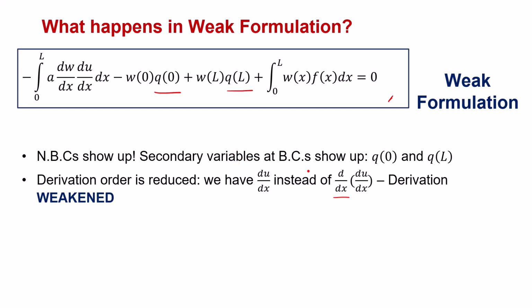Second, the order of derivative is reduced. In the strong form, we had the second derivative of u, or d over dx of du over dx, but in the weak form, only the first derivative, du over dx, remains. That is why it's called weak. The differentiation has been weakened. This step is what allows us to use simpler shape functions and obtain smoother solutions in the finite element method. And as I mentioned before, if you would like a more detailed explanation of the weak form, check out the first video about weak formulation in my FEM playlist.